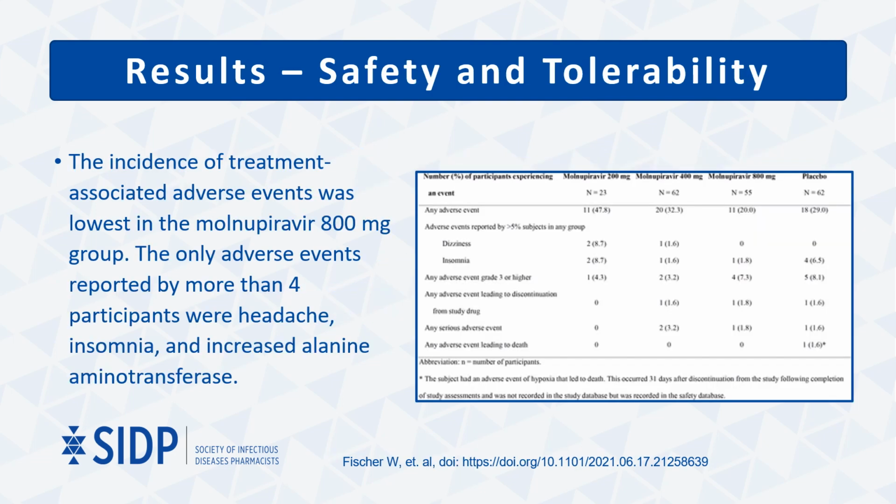Regarding safety and tolerability, the incidence of treatment-associated adverse events was actually the lowest in the Molnupiravir 800 milligram group. The only adverse events reported by more than 4 participants were headache, insomnia, and increased alanine aminotransferases. So, in general, the medication was well tolerated.